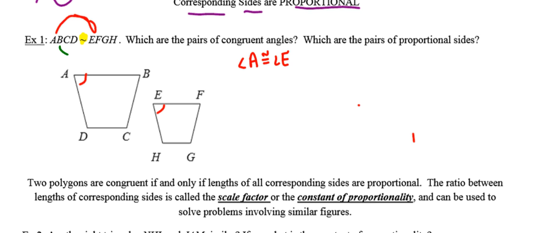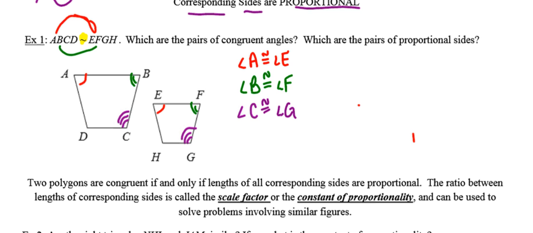Likewise, I know that angle B matches up with and is congruent to angle F. And if I continue in a similar fashion, I know that angles C and G correspond and are congruent. And then lastly, I know that angles D and H correspond and are congruent.